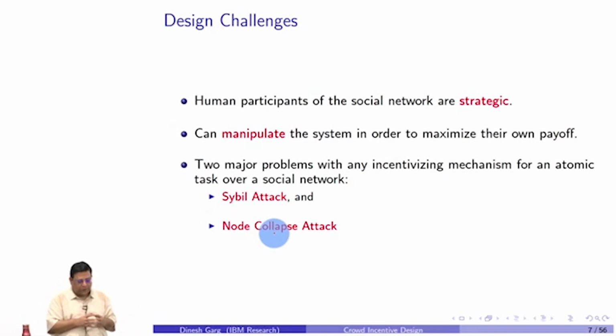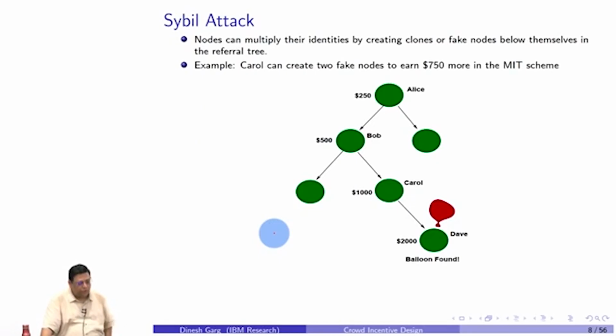So there are two major problems with any incentive mechanism for an atomic task over the social network. One is called Sybil attack and another is called node collapse attack. Let's try to see what these two attacks are. These are the two important attacks we felt that any scheme is typically susceptible to, and one should make sure that these schemes are free from these kinds of attacks. Okay. So what is Sybil attack?